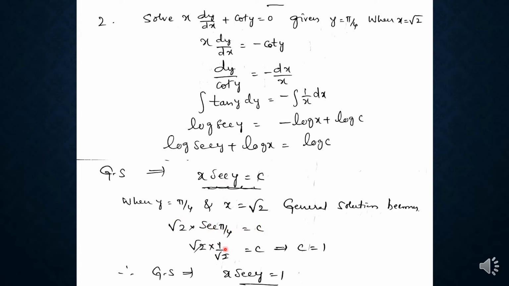Root 2 into, we know that secant pi by 4 value is 1 by root 2. So by the cancellation of root 2, we will get c is equal to 1. Now substitute the value of c in the general solution. We will get x into secant y is equal to 1. This is the required solution for the given differential equation.